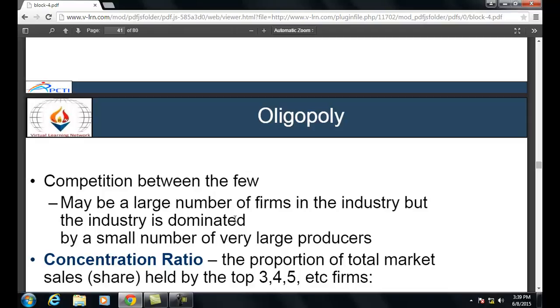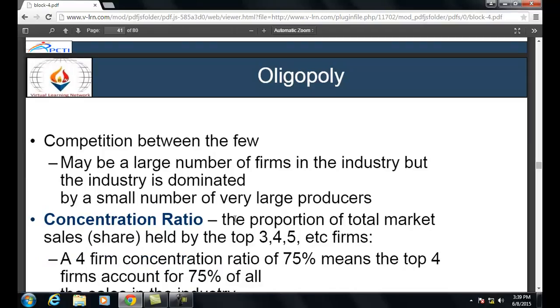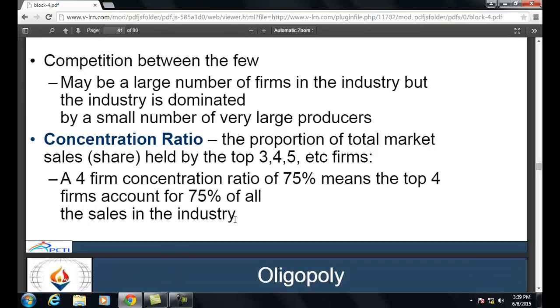Now, oligopoly: competition between the few. There may be a large number of firms in the industry, but the industry is dominated by a small number of very large producers. Concentration ratio: the proportion of total market sales share held by the top 3, 4, 5 etc. firms. A 4 firm concentration ratio of 75% means the top 4 firms account for 75% of all the sales in the industry.